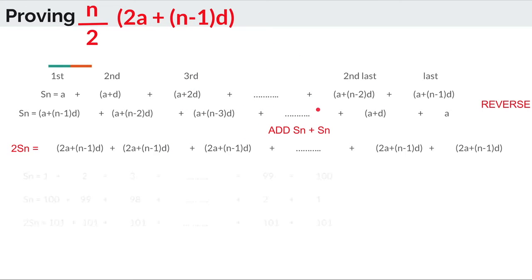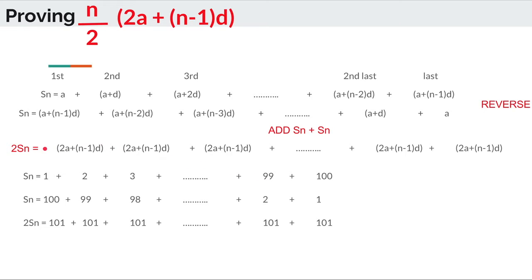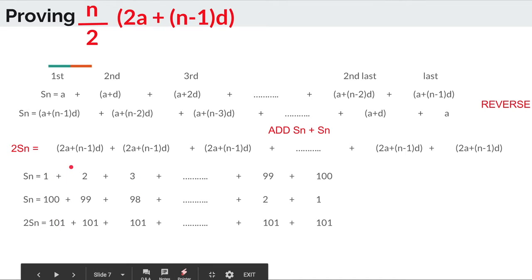Let me give you an example. So 1 plus 2 plus 3 all the way up to 100. We reverse it, and then we add them together. 1 plus 100 is 101. 2 plus 99 is 101. 3 plus 98 is 101, and so on.